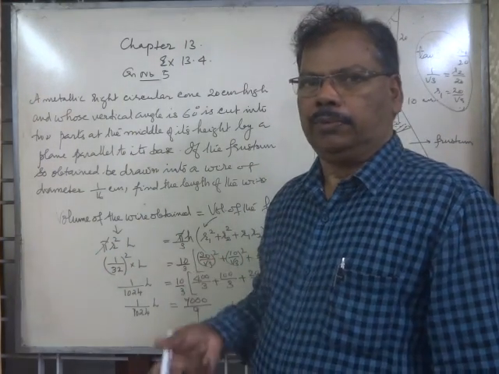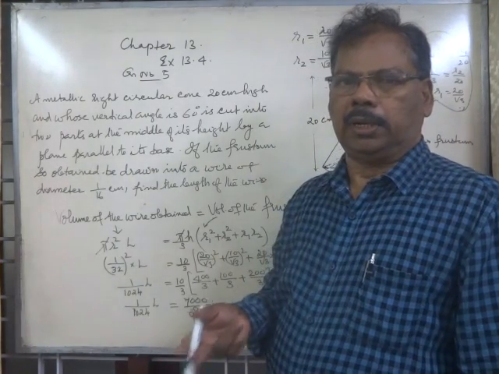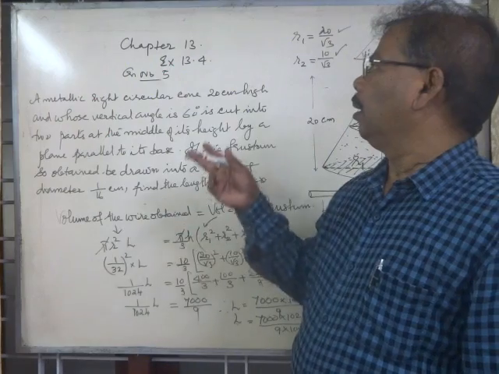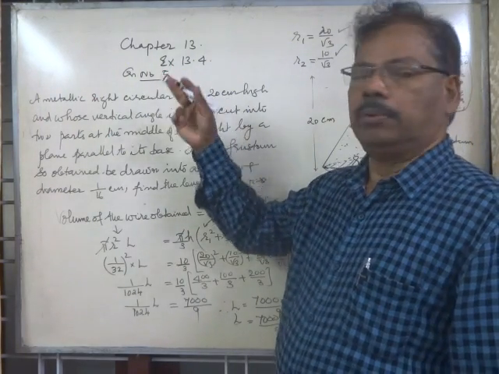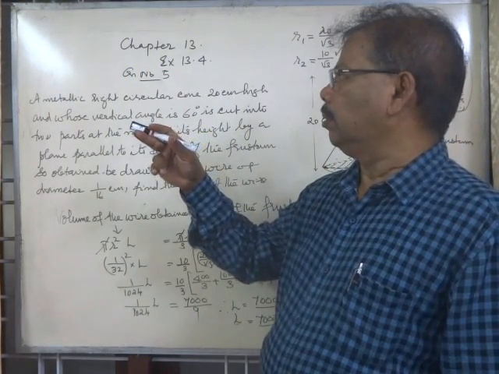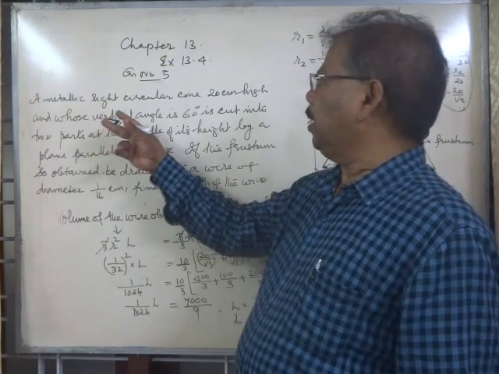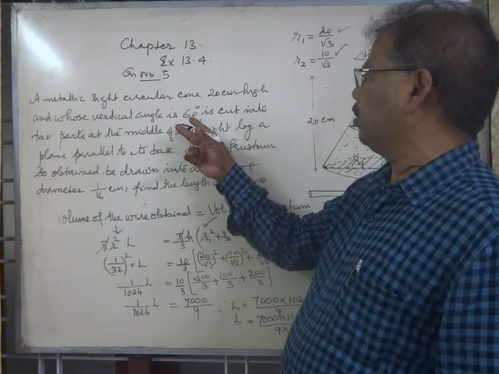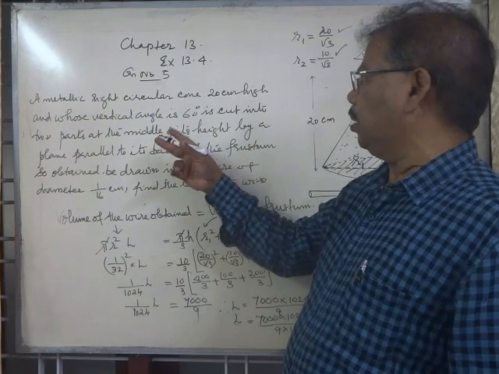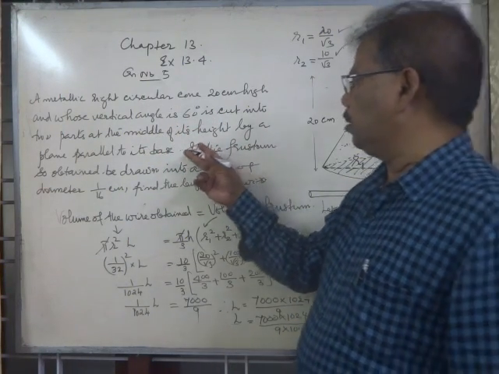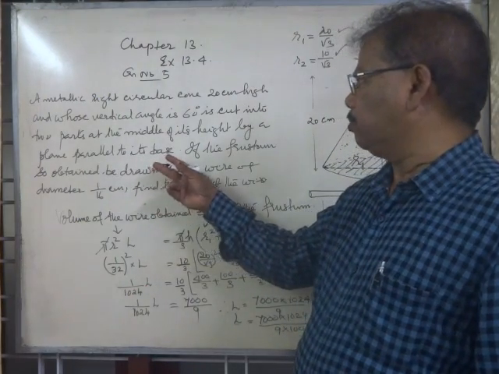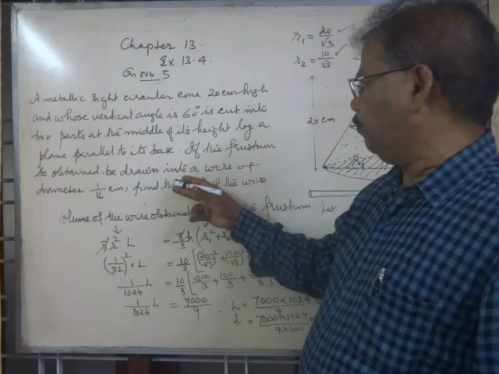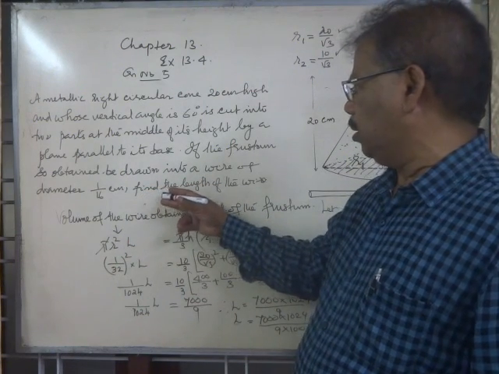Friends, we have a beautiful question from chapter 13, CBSE Standard 10. In exercise 13.4, question number 5. A metallic right circular cone 20 cm high and whose vertical angle is 60 degrees is cut into two parts at the middle of its height by a plane parallel to its base. If the frustum so obtained be drawn into a wire of diameter 1 by 16 cm, find the length of the wire.